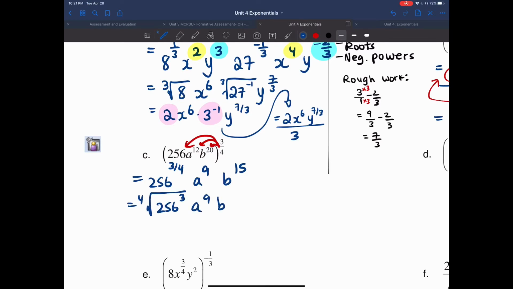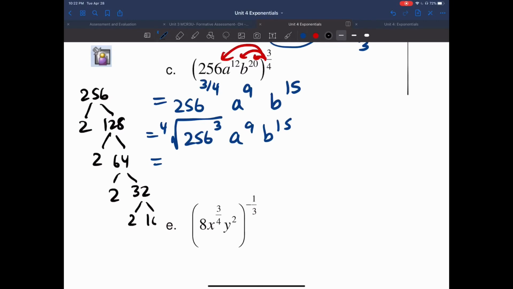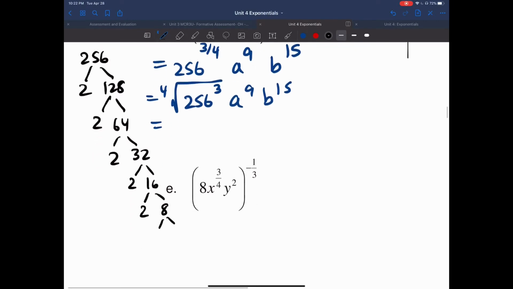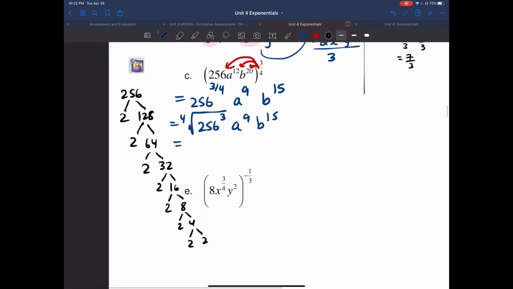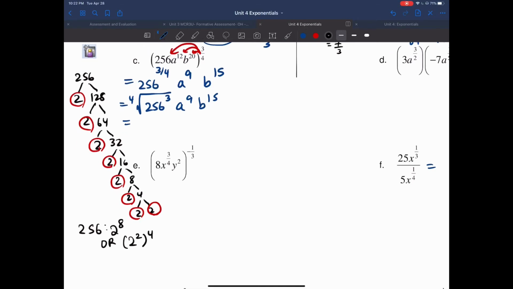And I get this. The prime factorization of 256 is like so: 2 and 128, 2 and 64, 2 and 32, 2 and 16, 2 and 8, 2 and 4, 2 and 2. Count all the 2s: 1, 2, 3, 4, 5, 6, 7, 8. And so you get 256 is 2 to the 8. Or I know that I can break this so that I have 2 squared to the exponent 4, because of the power of a power rule, and I get 4 to the exponent 4.